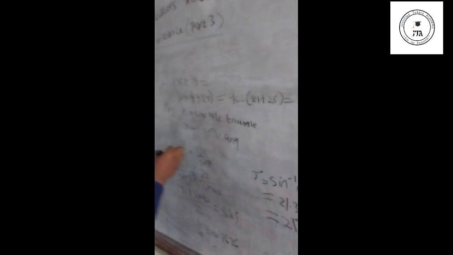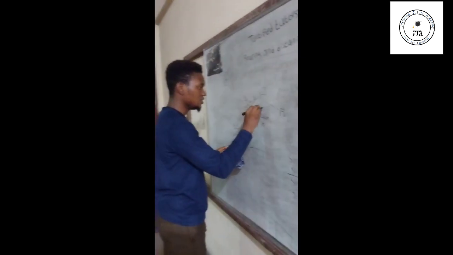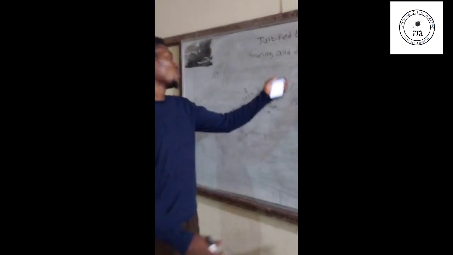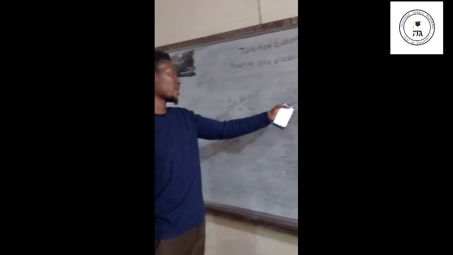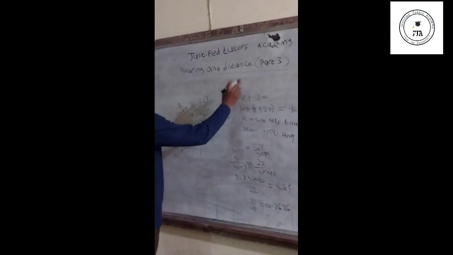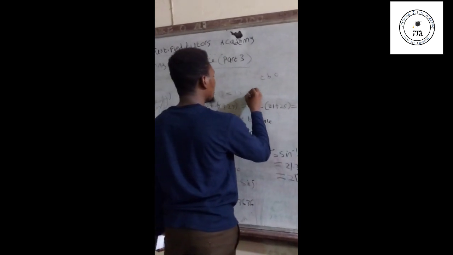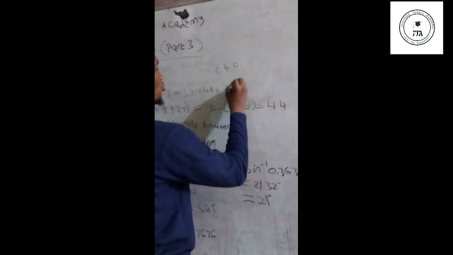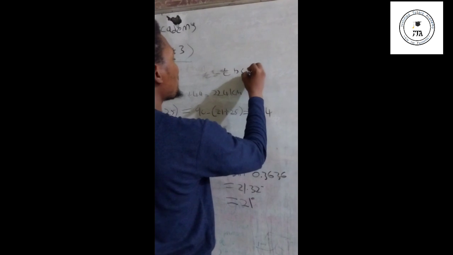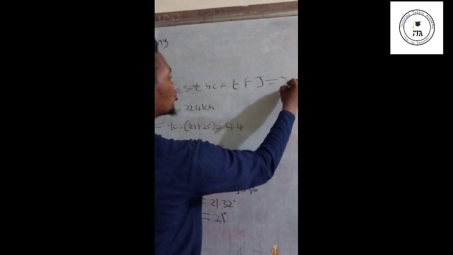44. Alright, so now this angle here is 44. We've gotten our y, so now let's find the angle here. Simple. 180 plus your y. What is your y? 44. 180 plus 44 is equal to 224.